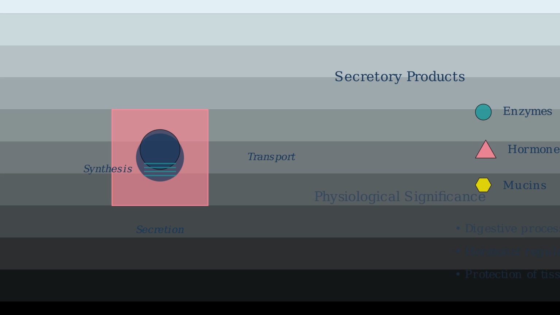These secretory functions are essential for numerous physiological processes, including digestion, hormonal regulation, and tissue protection. The ability of stratified cuboidal epithelium to secrete bioactive molecules makes it a critical tissue type in glandular organs throughout the body.